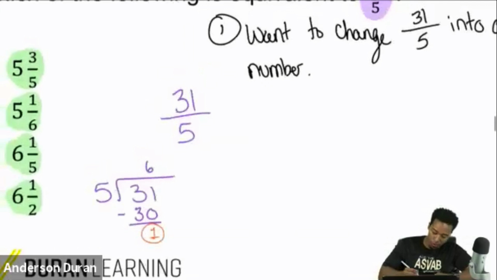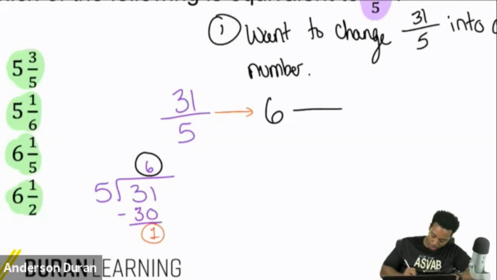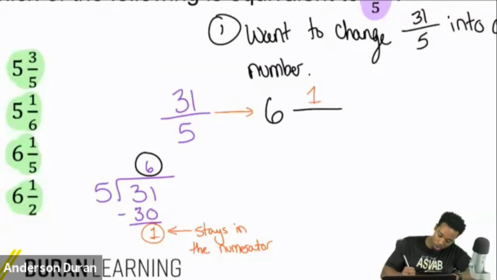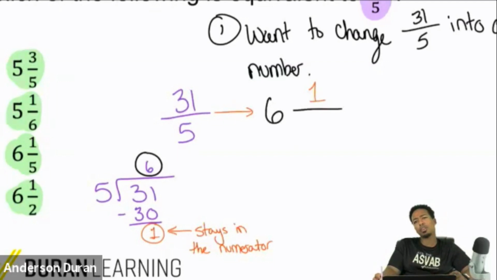So 31 over 5, we can turn that into, and we see that, hey, we got 6 right there. And then we're going to have a fraction. The remainder here, that stays in the numerator. That stays right there, 1. Out of, what's the denominator going to be, everybody? Is it going to be 6, 5, 2? What is it going to be? That's right. It's going to stay 5.